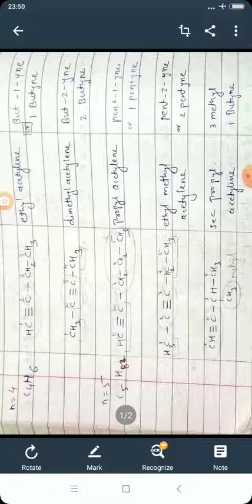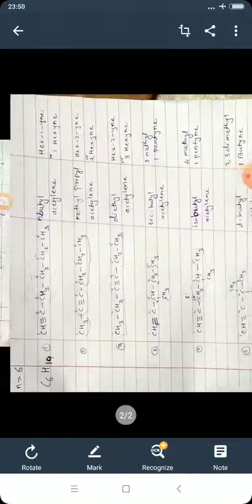Okay. Now what is the IUPAC nomenclature? It is 1, 2, 3. The third position possesses a methyl group, so it is called 3-methylbut-1-yne. That is 1-butyne. Okay.